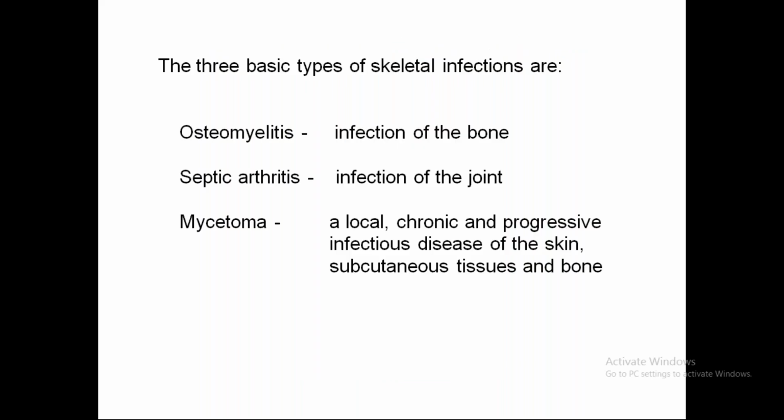Three basic types of skeletal infections. Today we are going to discuss a little bit of osteomyelitis, which can be asked as a short note for you. Osteomyelitis is infection of the bone as well as the marrow. Septic arthritis is infection of the joint. Mycetoma is a local, chronic and progressive infection of the skin, subcutaneous tissue and bone involved by actinomycosis.